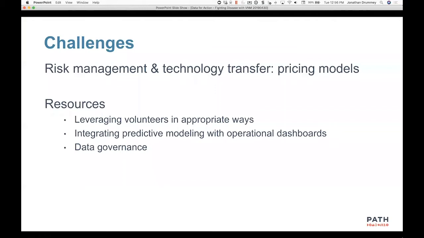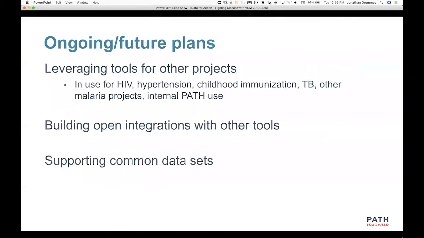Also for us, PATH is a nonprofit, we're resource constrained. How do we leverage volunteers in appropriate ways that work for them and for us? Integrating the predictive modeling, working with our partners on data governance. Because as we're using data more, we're identifying more issues with data quality, pretty much a guaranteed thing as we're using data more, and how do we work with them to set up processes and plans and so on to handle that.